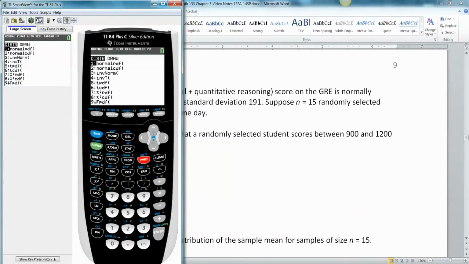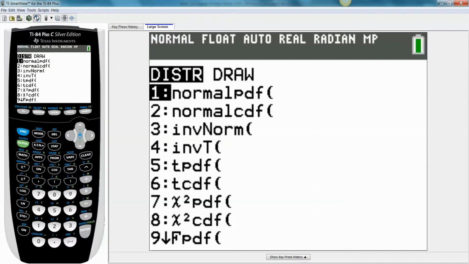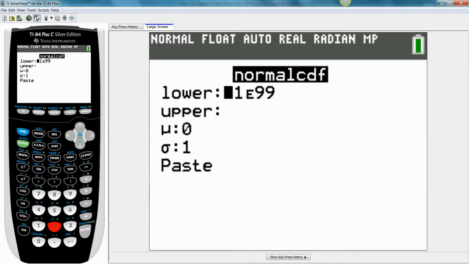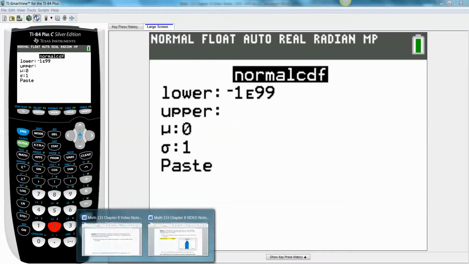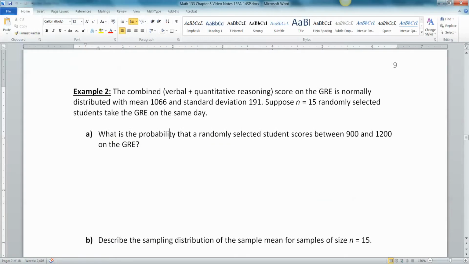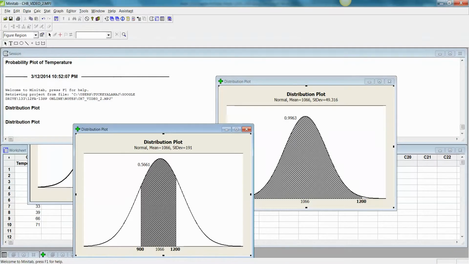Okay, so I would choose normal CDF, so number 2. And then my lower bound, well, let me draw a picture for you real quick. So we're talking about being between 900 and 1200, right? Okay, so I have a picture of that right here.